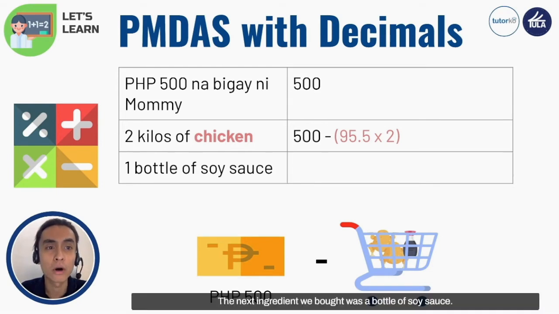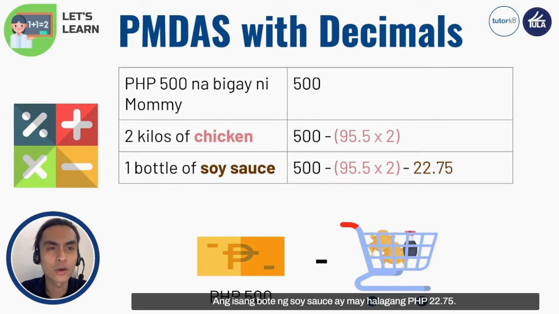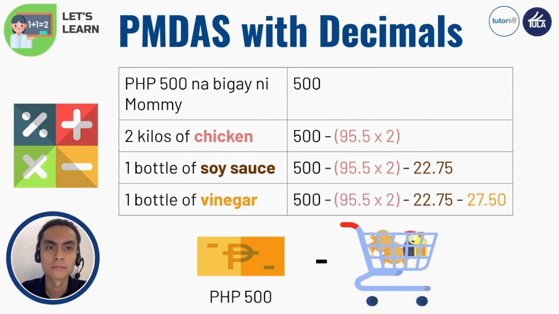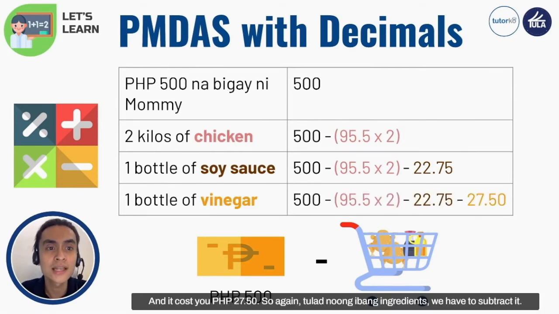The next ingredient we bought was a bottle of soy sauce. Ang 1 bote ng soy sauce ay may halagang 22.75 pesos. So, tulad nung sa chicken, we have to subtract the cost of the soy sauce. And finally, bumili ka ng 1 bote ng suka. And it cost you 27.50 pesos. So again, tulad noong ibang ingredients, we have to subtract it. And there we go. We have our math equation from the math problem a while ago.